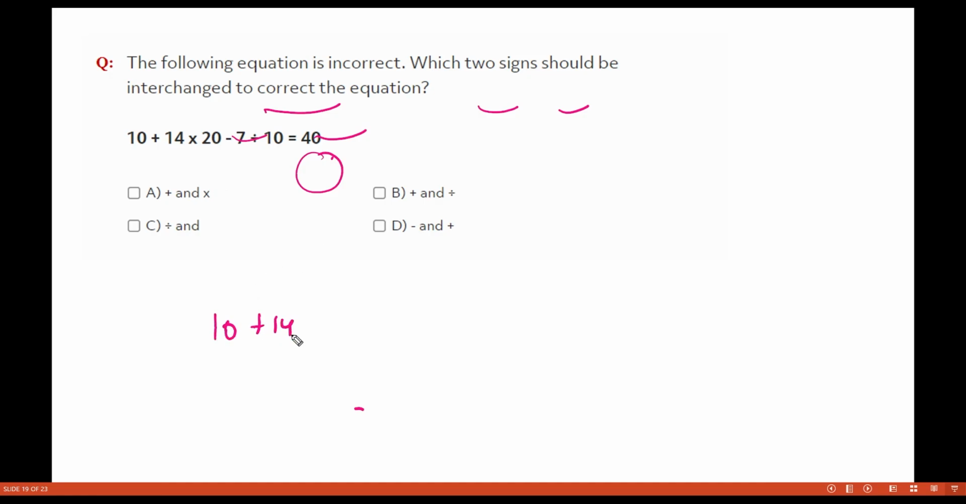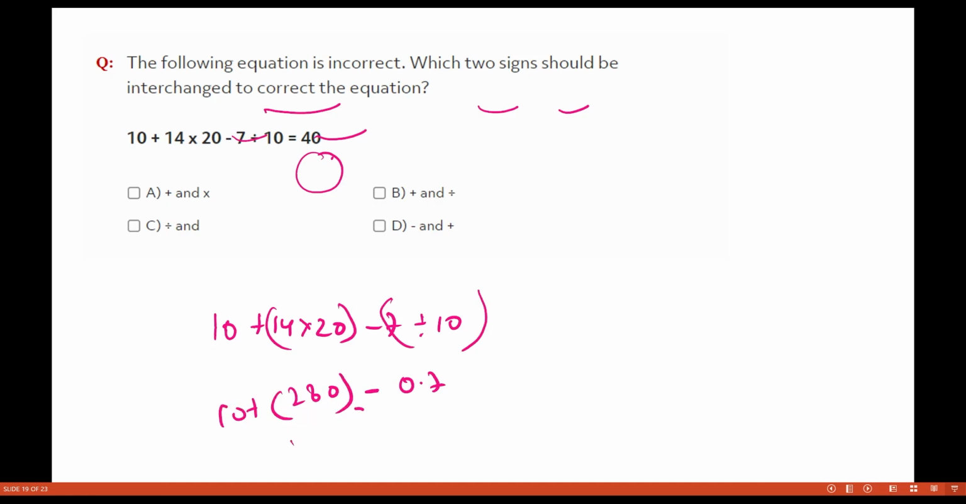So 10 plus 14 into 20 minus 7 divided by 10. Okay, minus 7. So first of all, we are going to divide because that is what the rule says. So that will be 0.7. Okay, and if we multiply this, it will be such a great number, 280. So the answer is coming to be 290 minus 0.7. Okay, 290 minus 0.7. So the answer needs to come 40.